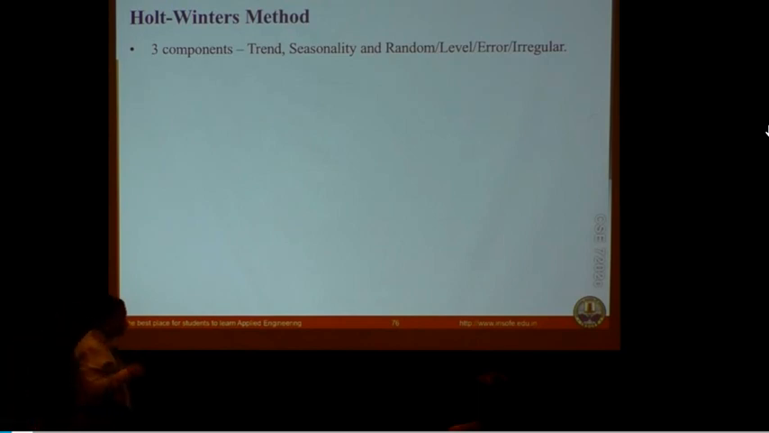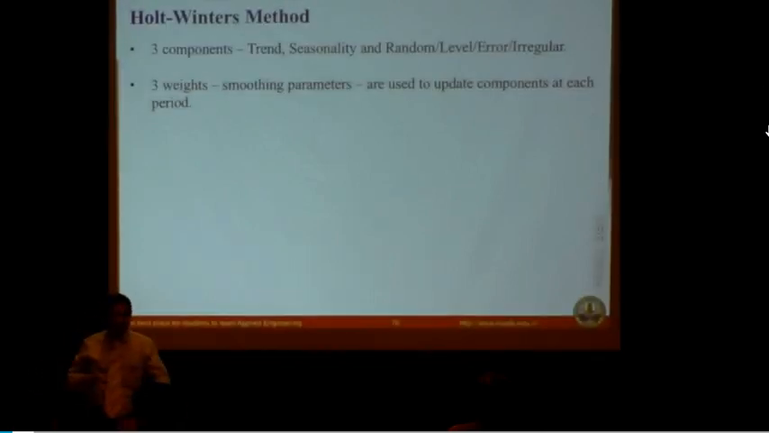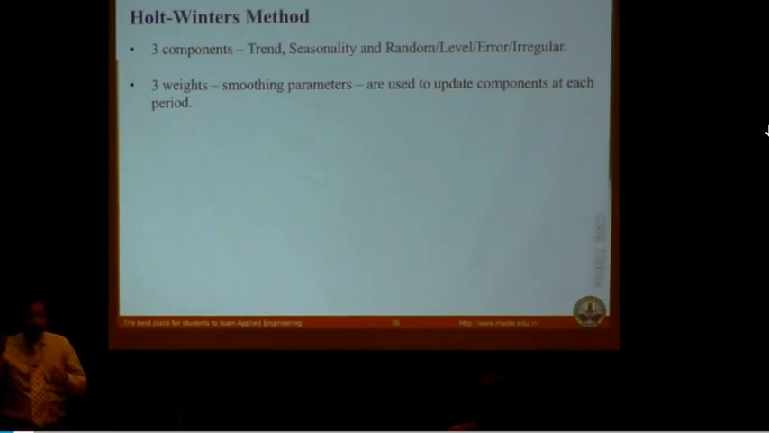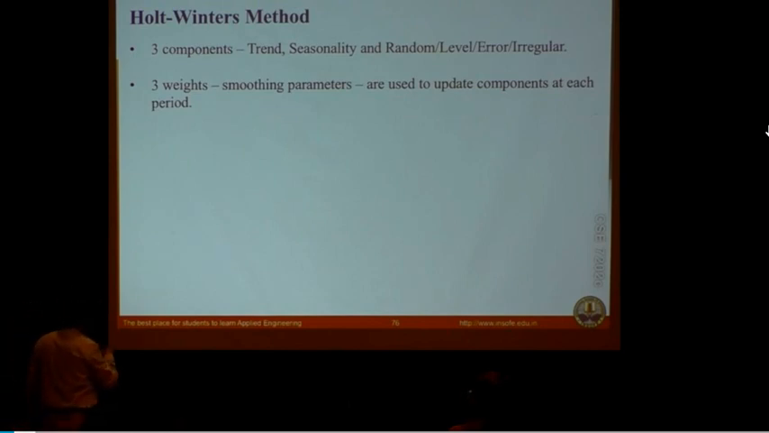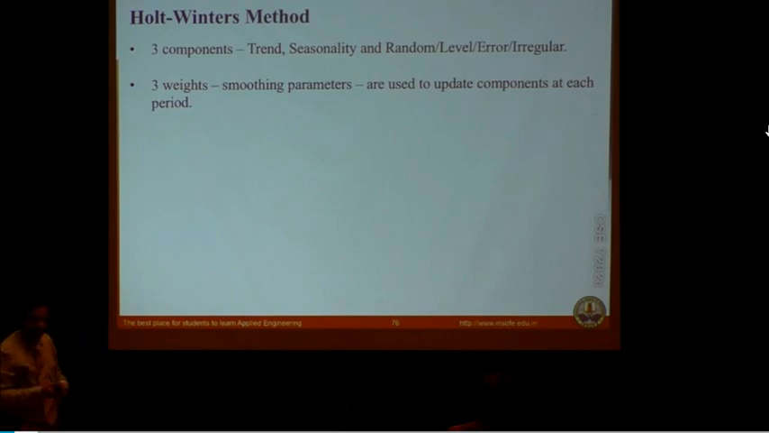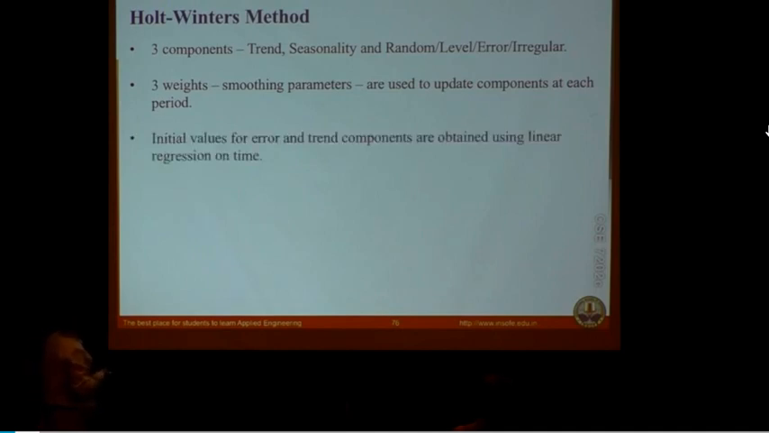Three components: trend, seasonality, and randomness. So they have three equations which are smoothing equations. Every period, as new data keeps coming in, the smoothing keeps getting updated. So the three components for the trend, for the seasonality, and for the randomness. There is a smoothing component for each one of those, and there are smoothing parameters alpha, beta, gamma. We will see which one is which. Initial values for the trend and the error are obtained using the regression on time method that we had covered.